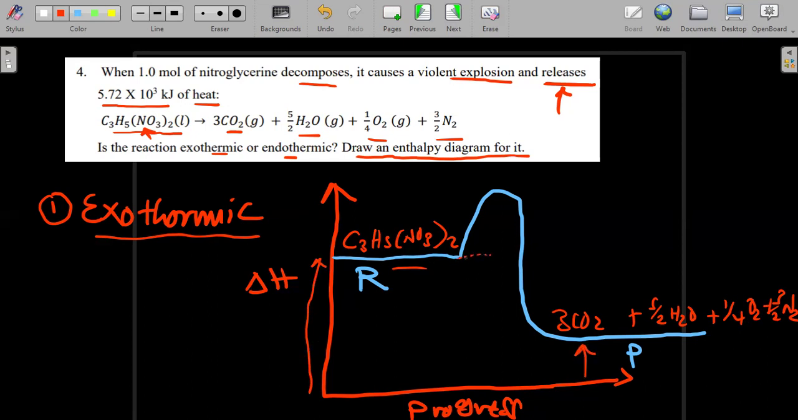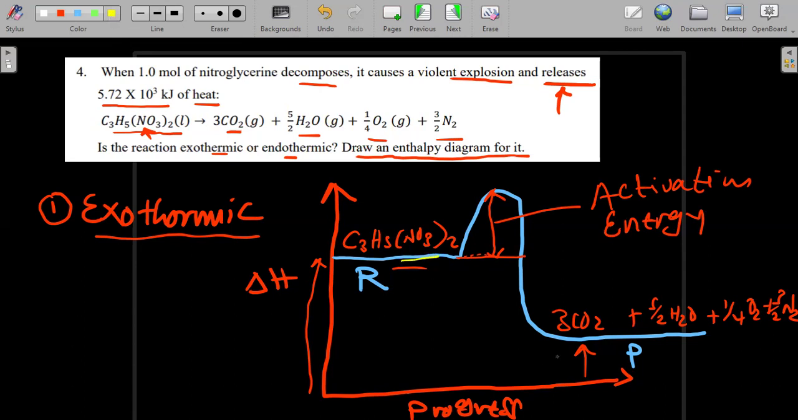If I draw a line here, straight like that, this energy from the energy of the reactants to the peak of this curve, we are going to be calling the activation energy. The activation energy is simply the energy that you need in order for a chemical reaction to take place. And then the difference between the enthalpy of the reactants and the enthalpy of the products will be our change in enthalpy.